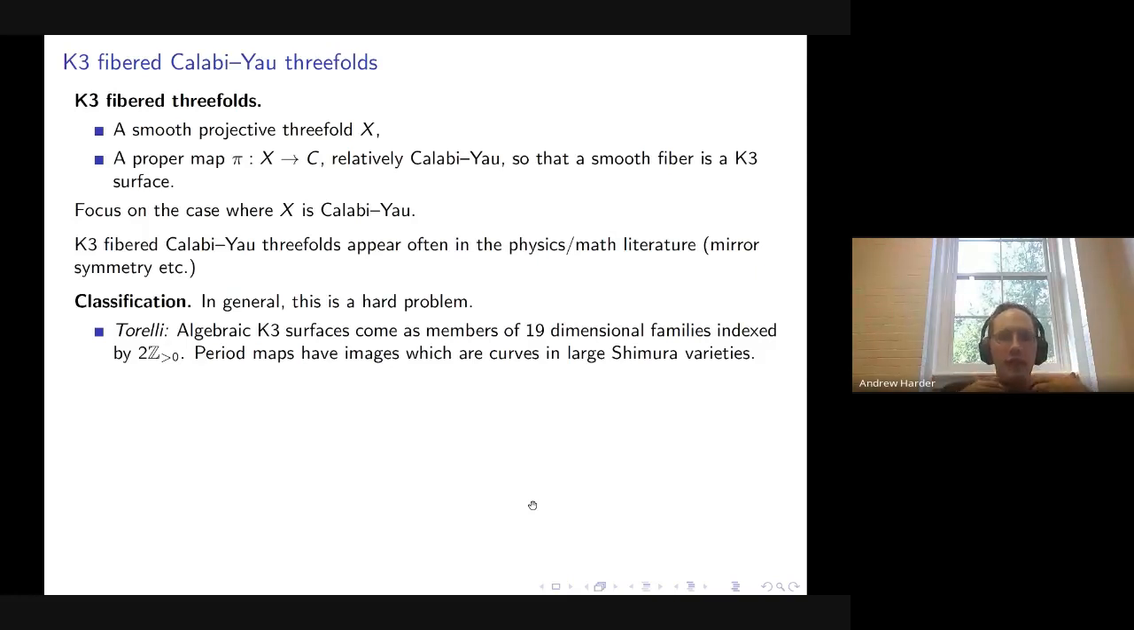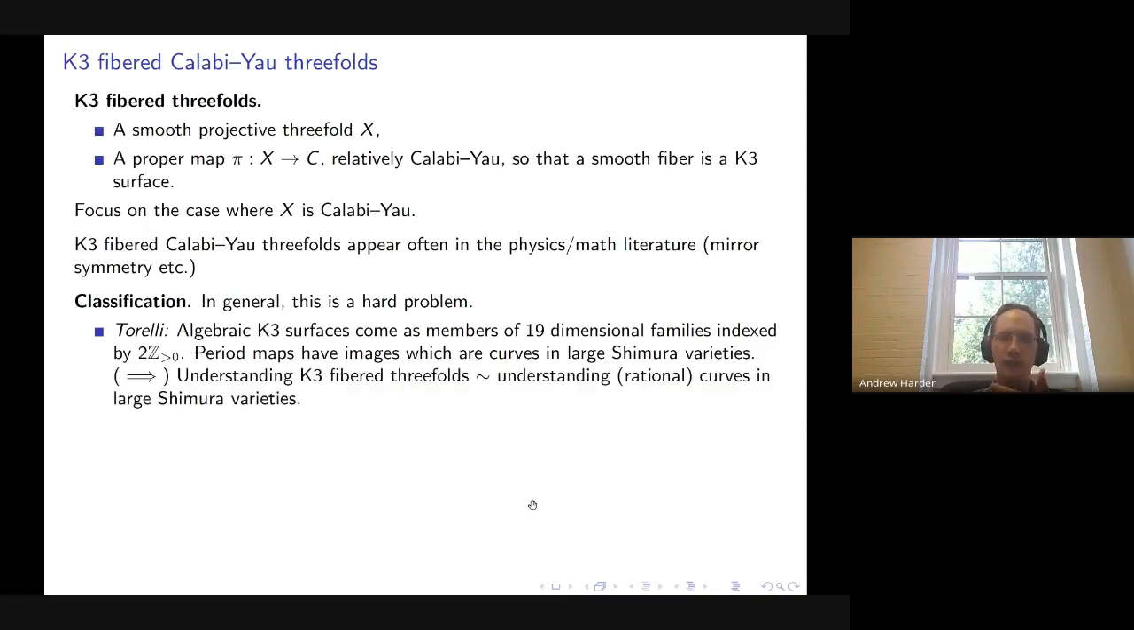If you look at the analogous result for K3 surfaces, you see that algebraic K3 surfaces, which are the things that I will focus on today, come as members of an infinite number of 19-dimensional families. So if I want to think about period maps of these things, especially families of K3 surfaces over curves, these are going to be maps from curves into very large Shimura varieties. Studying this is quite difficult.